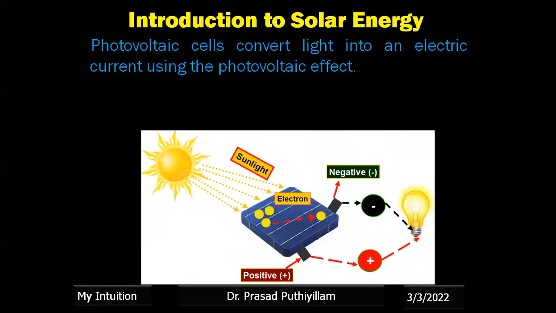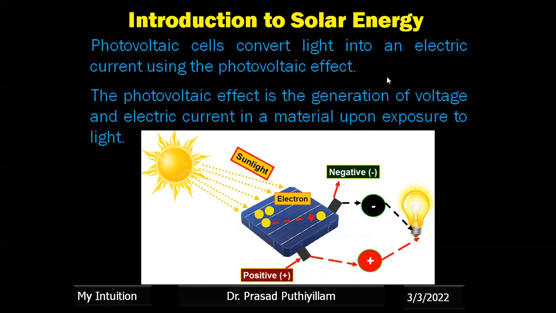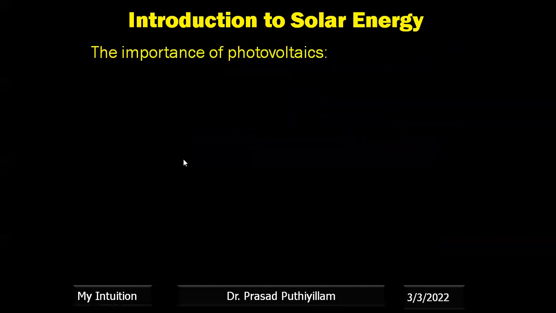Now, photovoltaic system or photovoltaic cell is a direct conversion of sunlight into electricity itself. There's no other form of energy involved. Solar energy is directly converted into electrical energy. It uses the photovoltaic effect. The photovoltaic effect is the generation of voltage and electric current in a material upon exposure to light. That is known as the photovoltaic effect.